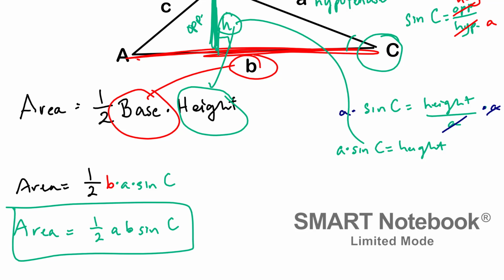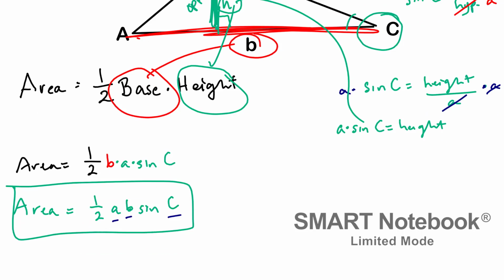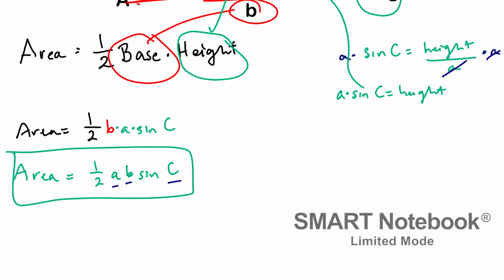Now, what we want to pay attention to, or at least notice with this, is that we have A, and we have B, and we have C. 3 different letters. 2 of them are lowercase, and 1 of them is uppercase. Remember, lowercase letters are always going to be representing sides. Uppercase letters are always going to be representing angles.